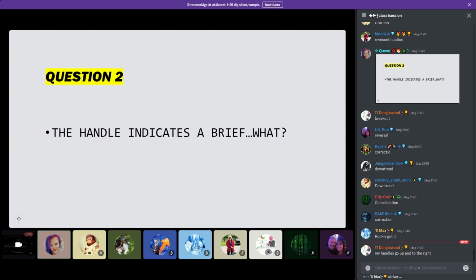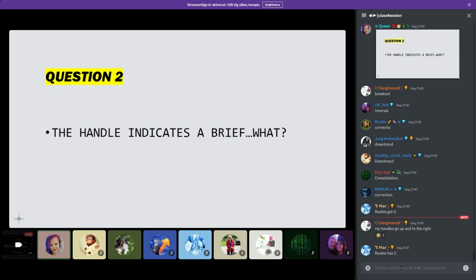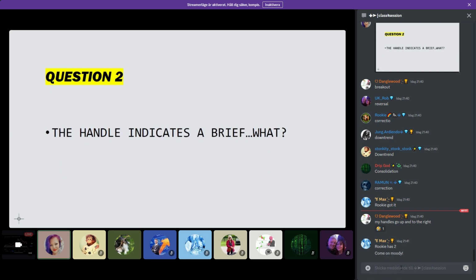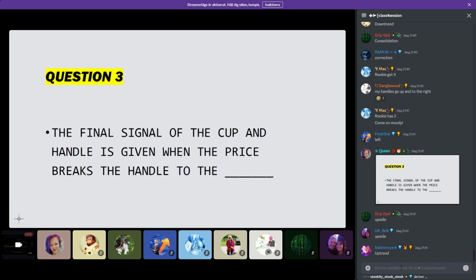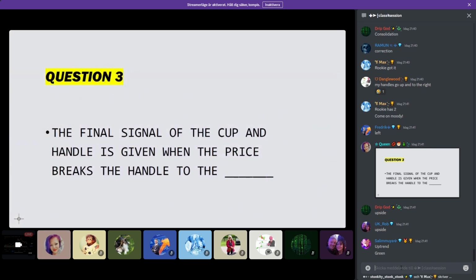And number 3. Y'all ready? Get those typing fingers ready. The final signal of the cup and handle. Listen. The final signal of the cup and handle is given when the price breaks the handle to the what? Upside. Drip God got it. Yep. Perfect. All right, next one.